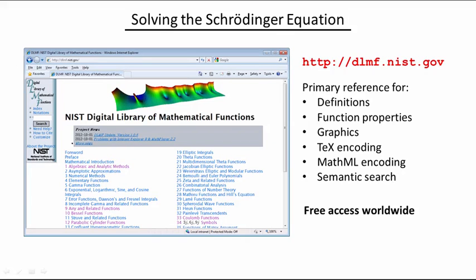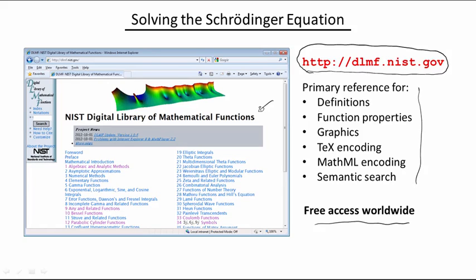Now, there are many good sources of information on special functions available, but it's good to have a common reference so that everyone in this course will be using the same one. So we're using this, the Digital Library of Mathematical Functions from my employer, the National Institute of Standards and Technology. It's freely available worldwide, and it contains information on all the functions that we'll be using in this course and many more, and there are many other things to be said about it.